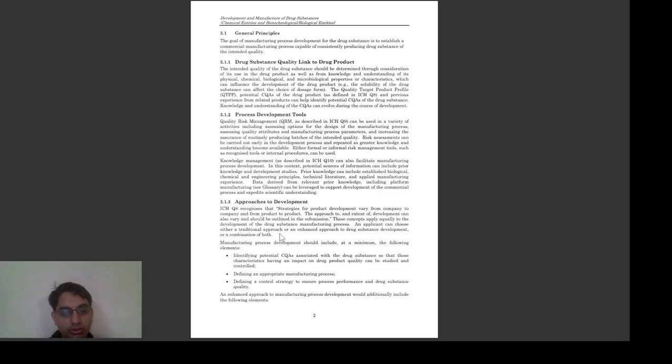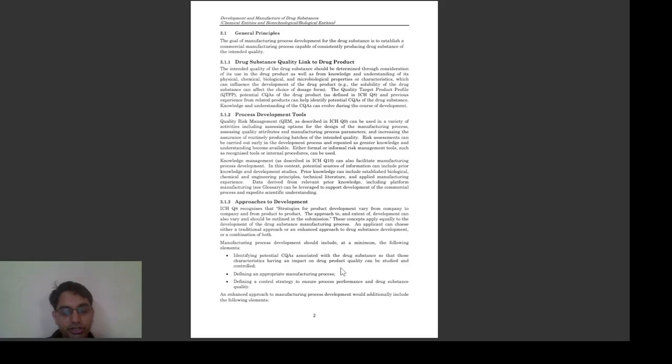An applicant can choose either a traditional approach or an enhanced approach to drug substance development, or a combination of both. Manufacturing process development should include, at a minimum, the following elements: identify potential CQAs associated with the drug substance, so that those characteristics having an impact on drug substance quality can be studied and controlled.